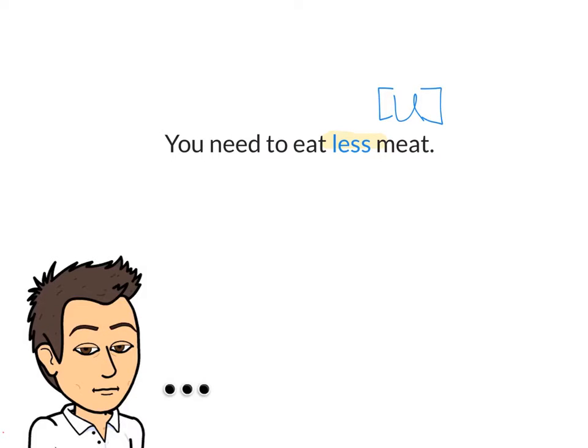Uncountable nouns refer to objects that we cannot count or those we usually see as a whole, say meat, rice, spaghetti. These uncountable nouns we cannot add s to. So here we will use less if we want to give advice.